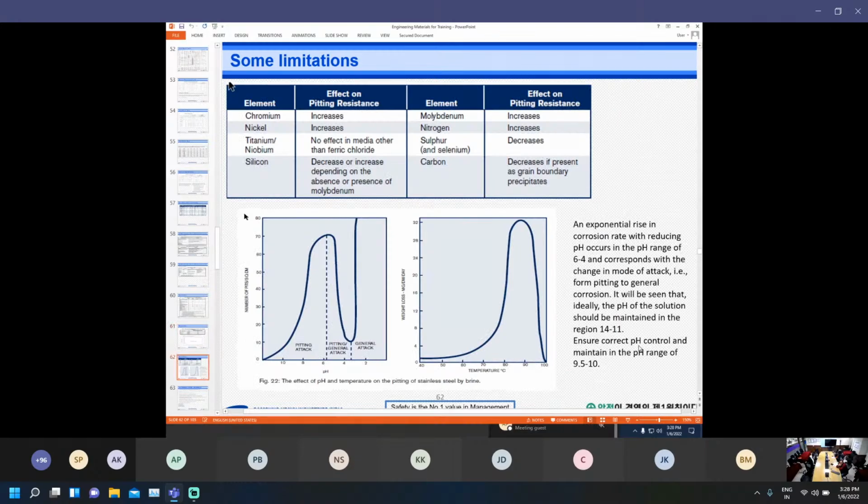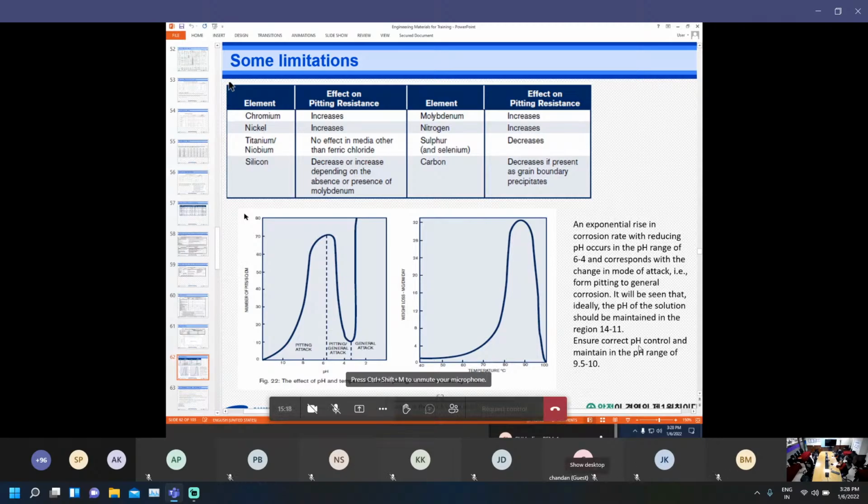So, also very important, you see the tabular form. If chromium is increased, it increases the pitting resistance. Nickel is also helping in the pitting resistance. Moly is also helping in the pitting resistance. But suppose you are increasing any selenium or sulfur, then it decreases the pitting resistance.